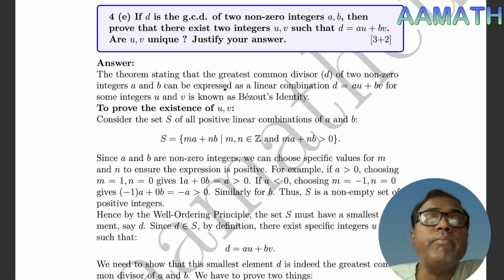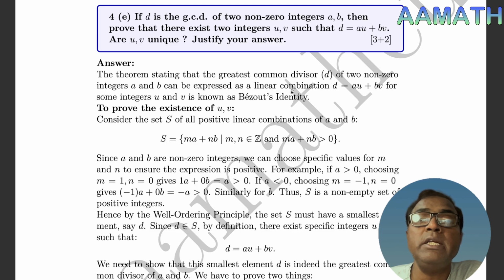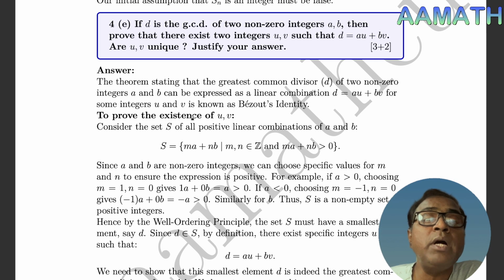The theorem stating that the greatest common divisor d of two non-zero integers a and b can be expressed as a linear combination d equals au plus bv for some integers u and v is known as Bezout's identity. Now we want to prove the existence of u, v.